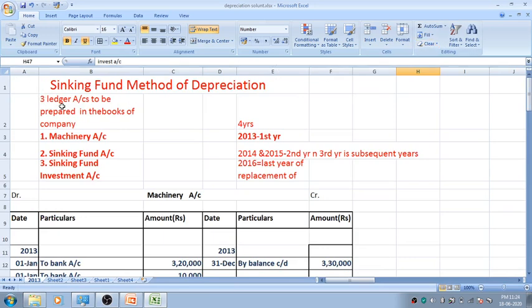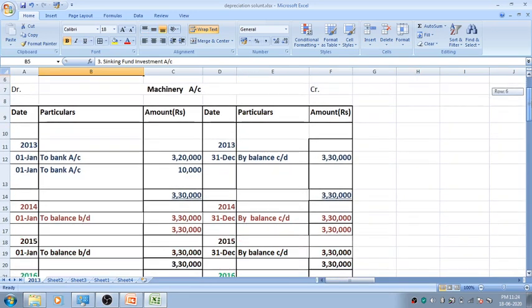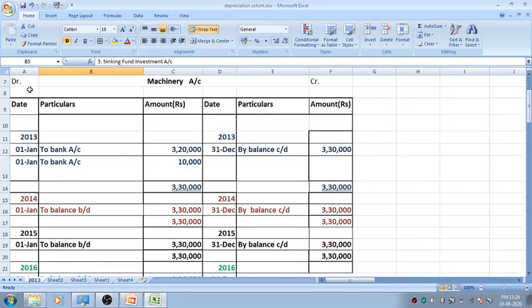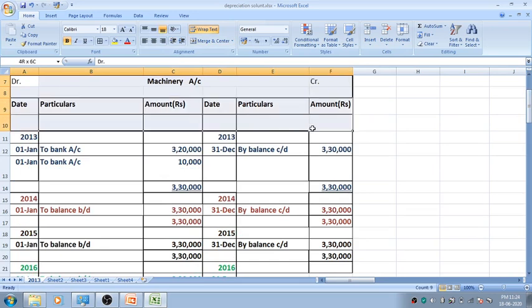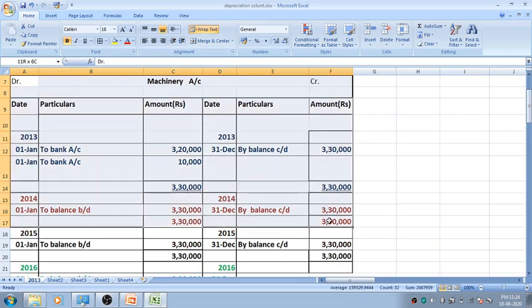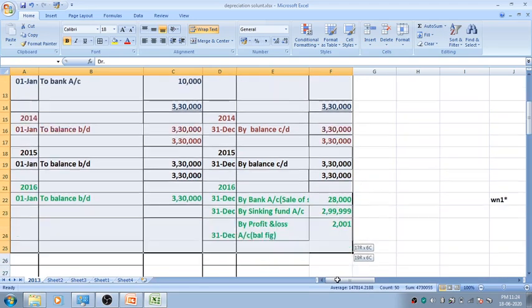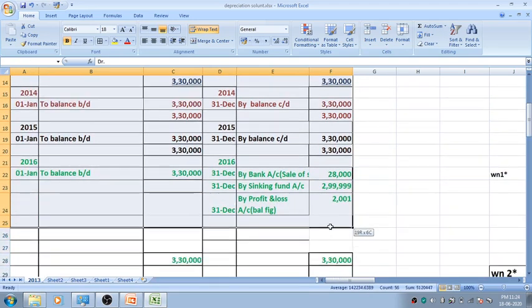When we are asked to prepare 3 ledger accounts in the books of the company, that is machinery, sinking fund and sinking fund investment, we will try to maintain the machinery account first. This is the format of the machinery account: a ledger account with three columns, date, particulars and amount on both the sides.